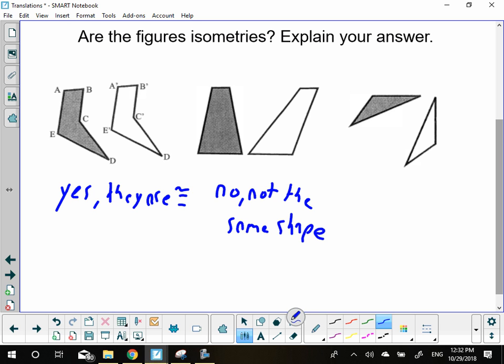This is kind of like a reflection, because it looked like it reflected along the line and then kind of rotated around. But when you look at it, the size and shape overall is still the same. So yes, there's still congruence here. It moved a little bit, but they're still congruent. Let's say they are congruent. Make it easy.